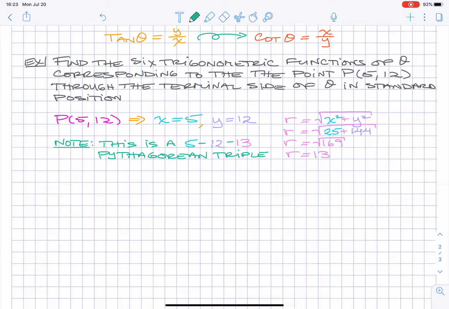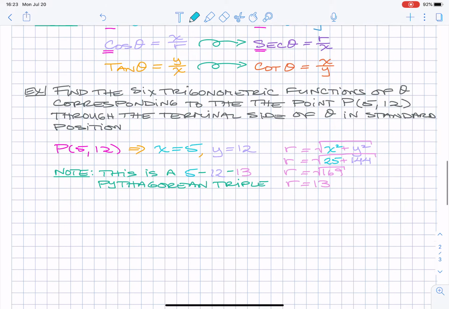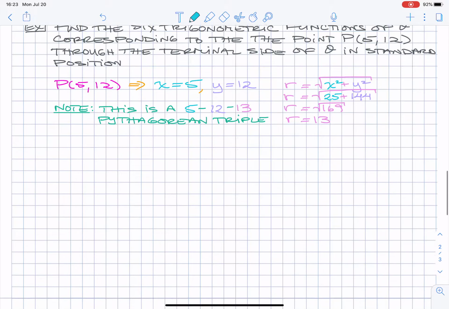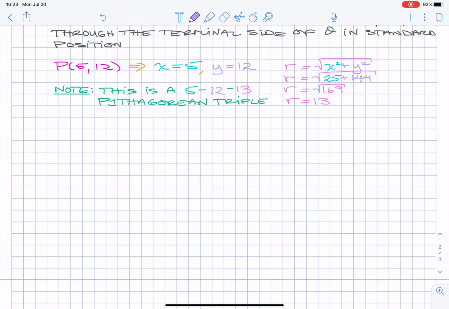Okay, so let's get started. I used the wrong colors. Oh well, I'm sticking with this color scheme. Okay, so first we want sine of theta, which we know is y over r.